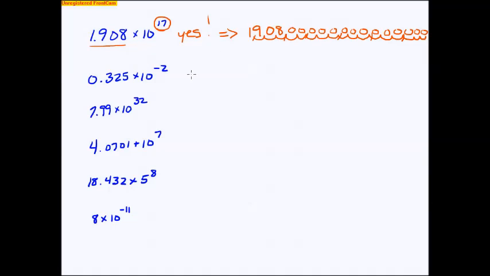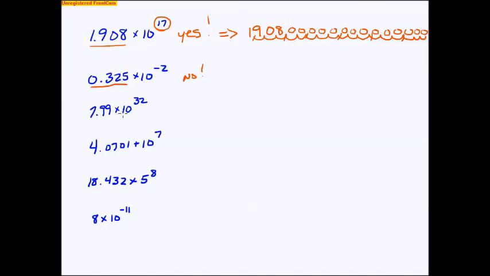Okay, let's take a look at the second one here. Is this in scientific notation? I'm going to say no. Here's the reasoning. I look at this number and it has to be greater than 1, less than 10. Well, 0.325 is not greater than 1. So immediately we just say no for that one.